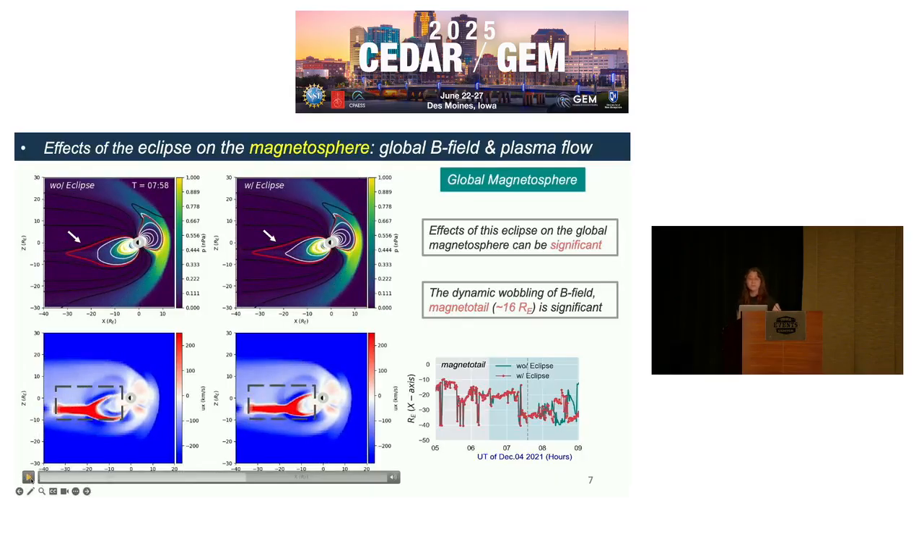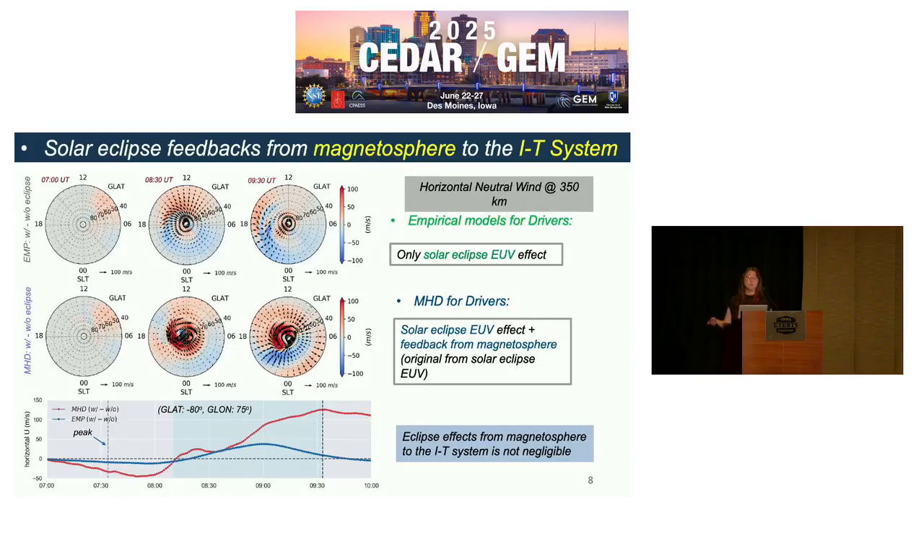Okay, so then we summarize the difference by looking at the last closed magnetic field line in the tail region. And between 8 UT and 9 UT, the difference of those positions can be as much as 16 RE. So again, it's not negligible, depending on the time. Since we have the output from the MHD model for both with and without eclipse situations, we can use this MHD output to drive GITM, which is step 3, like I mentioned. So now we move on to step 3.